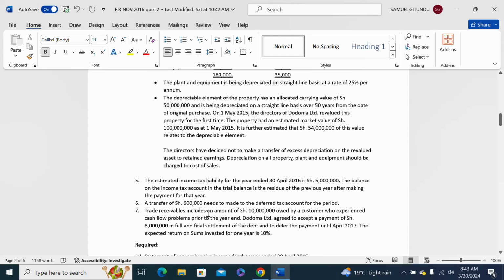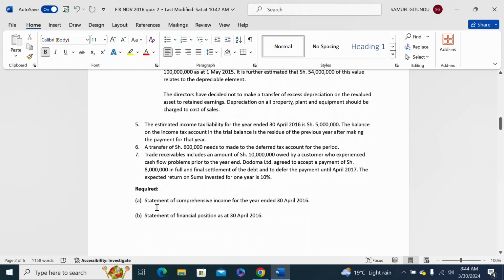Trade receivables include an amount of shillings 10 million owed by a customer who experienced cash flow problems prior to the year end. Dodoma Limited agreed to accept a payment of shillings 8 million in full and final settlement of the debt and to defer the payment until April 2017. The expected return on sums invested for 1 year is 10%.